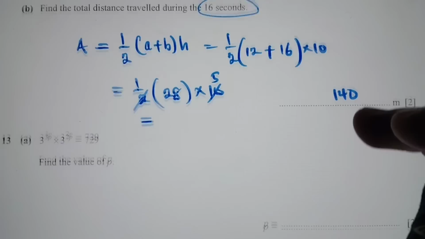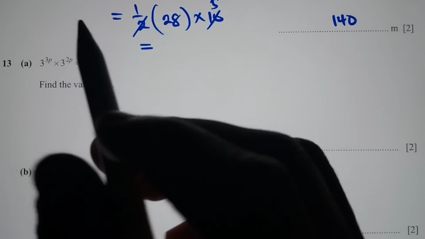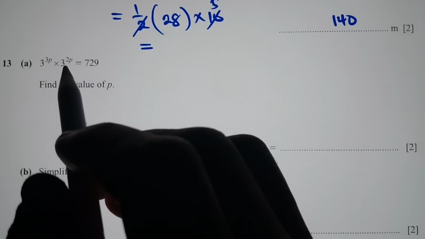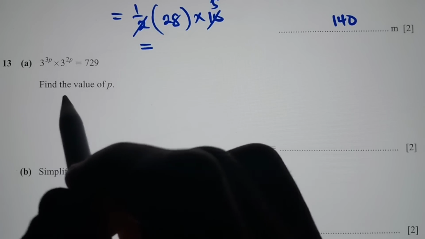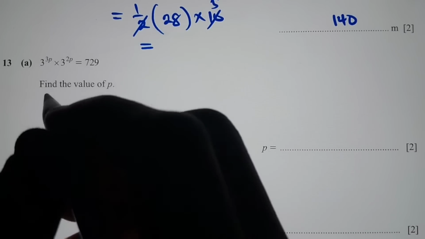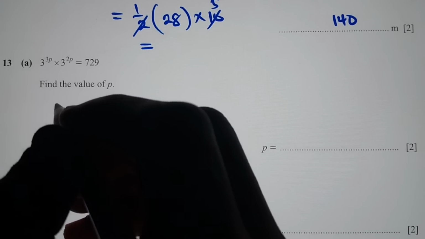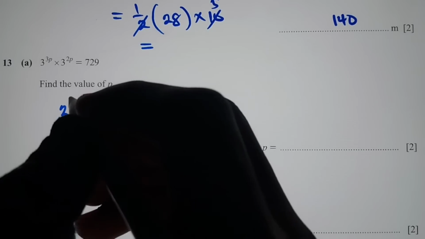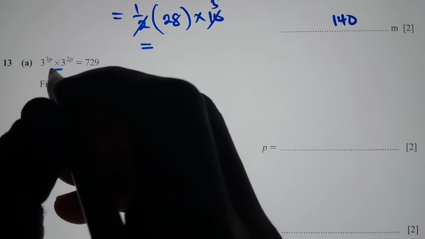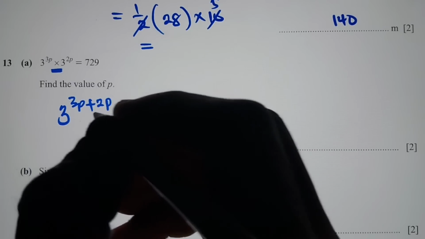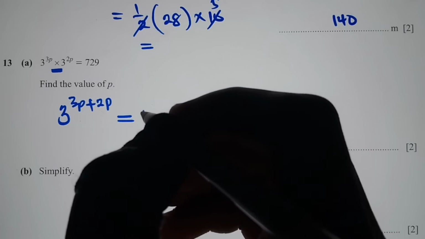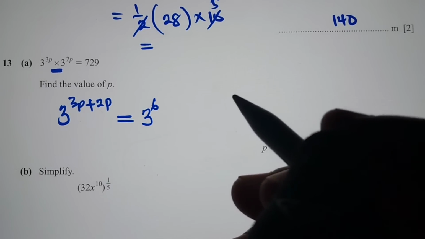Moving on to the next question. This question says 3 raised to power 3p times 3 raised to power 2p is equal to 729. Find the value of p. This is indices, and we need to iron out the left hand side by simply adding the powers. So we have 3 raised to power 3p plus 2p. Because this is multiplication, we need to add up the powers, is equal to 729, which is the same as 3 raised to power 6.